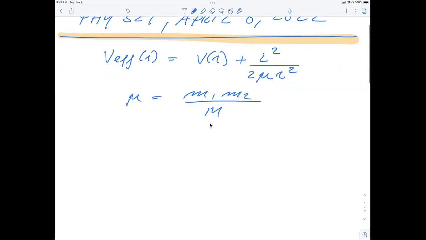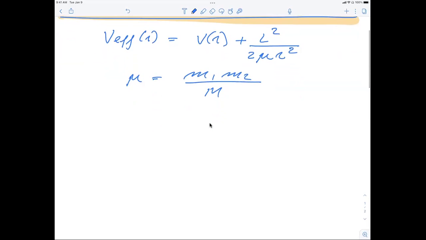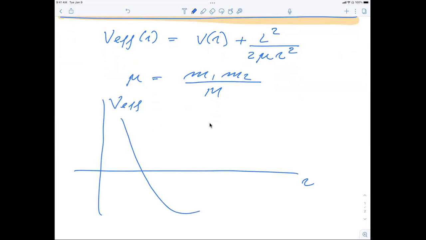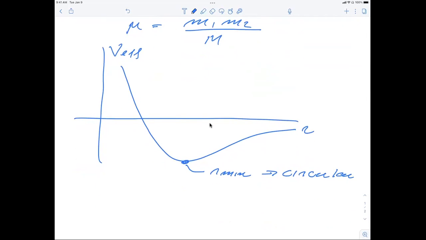So plotting that object, or this function here, as a function of the magnitude of the relative distance, we got something like this. And what we saw then is that we had 4 different types of situations where we had an R here. So this is the R min, as we called it. And in that specific case, we got circular motion. I'm just repeating what we had on Monday.